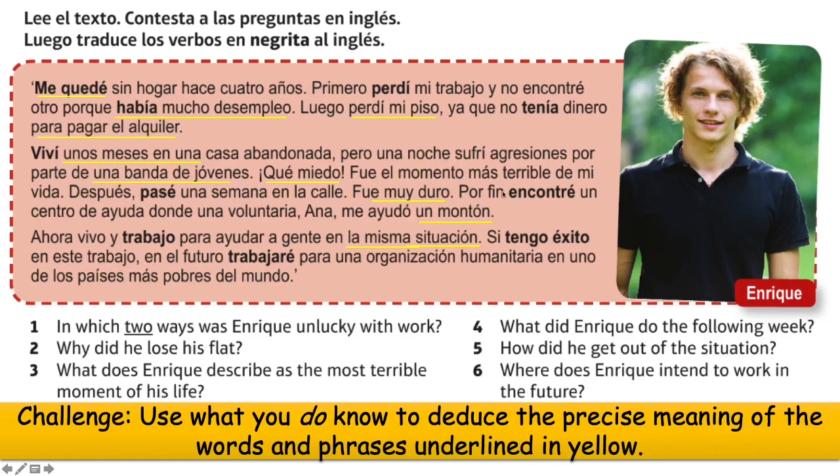He says, por fin, which is like finally, like finalmente, it's very connective, encontré un centro de ayuda donde una voluntaria, Ana, me ayudó un montón. Un montón, we have seen that before. It means like a lot. It's another way of saying mucho. So he found a help center where a volunteer, whose name is Anna, helped him a lot. That's how he got out of the situation.